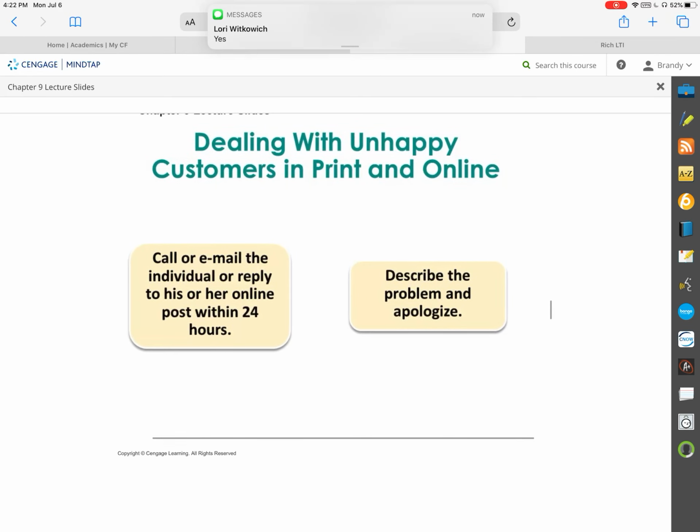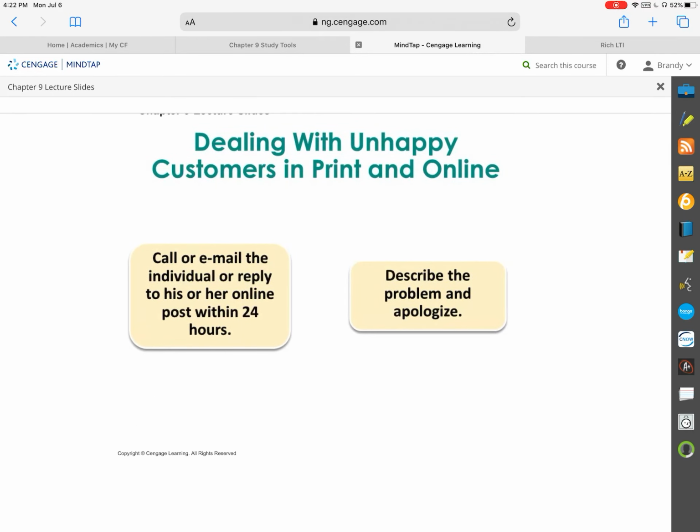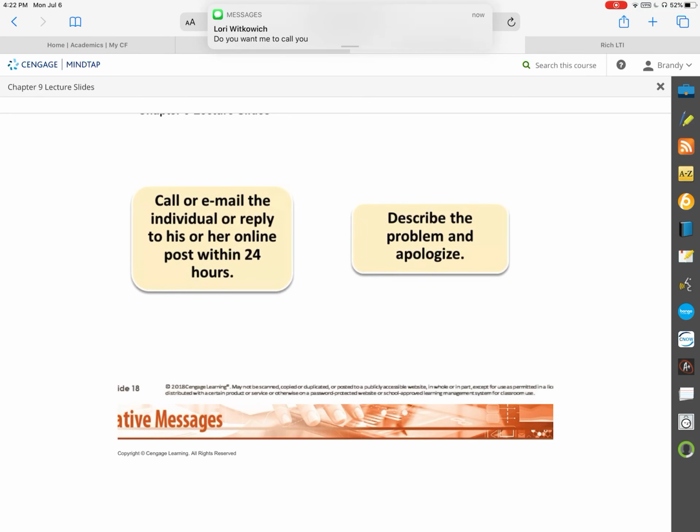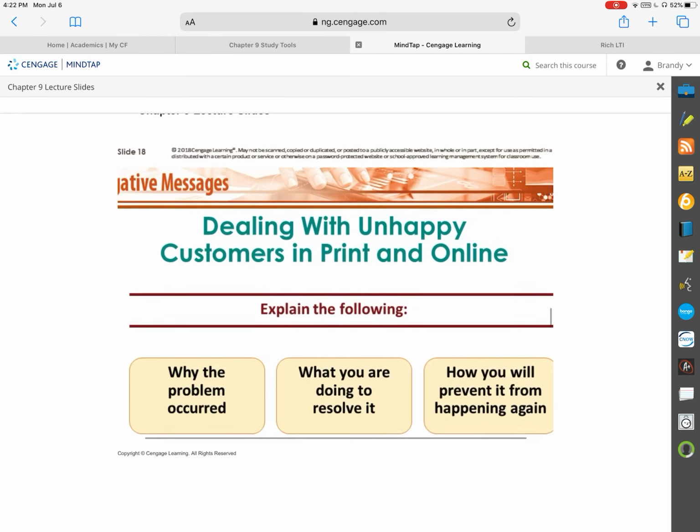When we're dealing with unhappy customers, specifically when it's online, we want to be very careful and we want to be very timely. So we want to call or email the individual and reply to their post within 24 hours. And we want to describe the problem. And if we can, apologize as quick as we can.